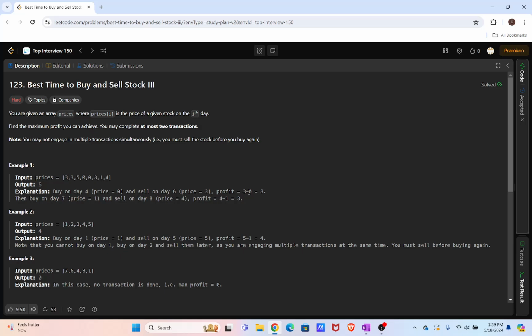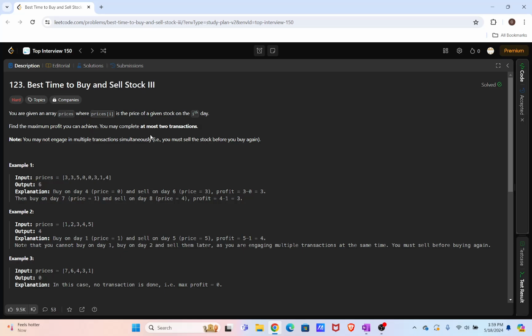Without any further ado, let's get to this particular problem. So the problem states that you are given an array prices where prices[i] is the price of a given stock on the ith day, exactly the same as the first two versions of the problem. Find the maximum profit you can achieve. You may complete at most 2 transactions.